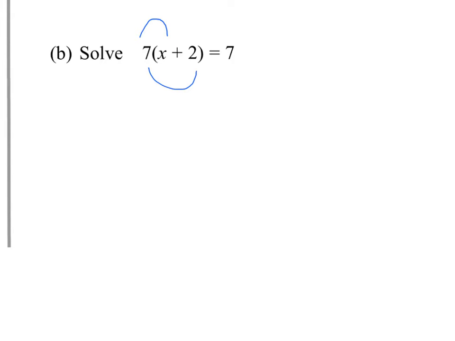Now remember that 7 before the bracket means multiply everything inside the bracket by 7, which means multiplying the x by 7. 7 times x is 7x. But don't forget you've got to multiply the second term by 7 as well, and 7 multiplied by 2 gives me 14, so this is plus 14. And remember that it all still equals 7. So now I've got a linear equation, 7x plus 14 equals 7, which I've got to solve.